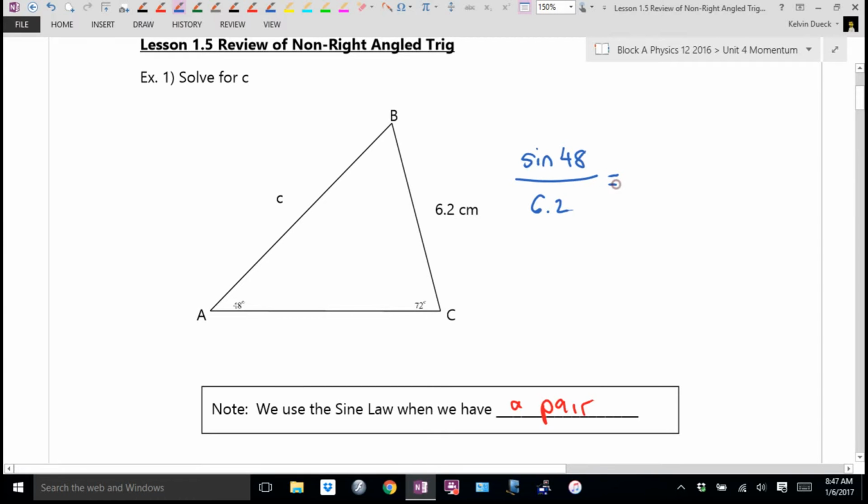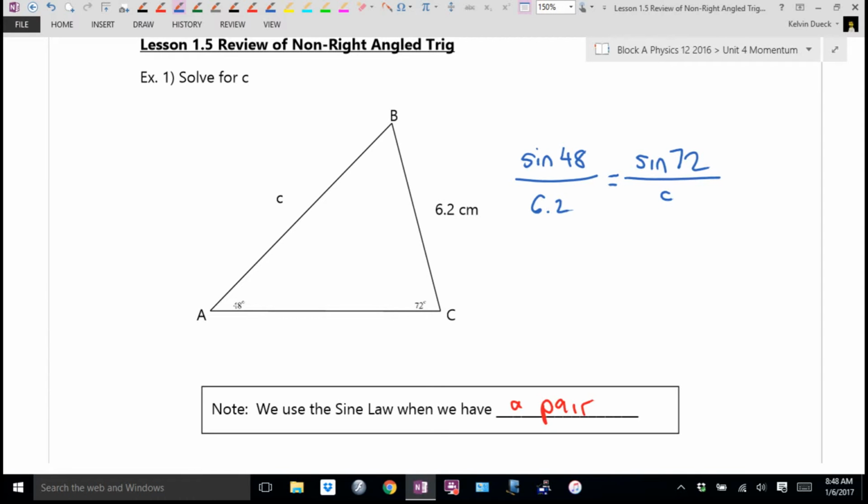Equals any other pair. Since I want to find side C, I'm going to use angle C across from it. Equals the sine of 72 all over little c. That's the sine law. Pairs equal pairs is really how I've always memorized it over the years. Oh, by the way, you could have the sines on the bottom. You could go 6.2 over sine 48 equals little c over sine 72. It's the same thing.